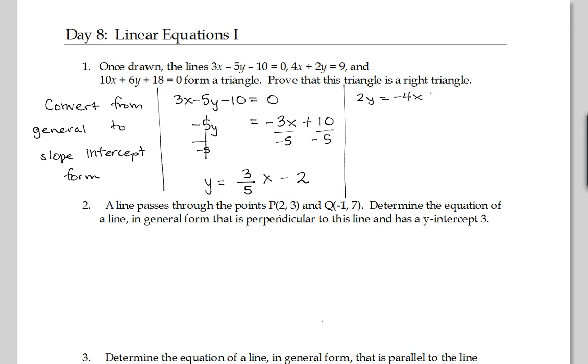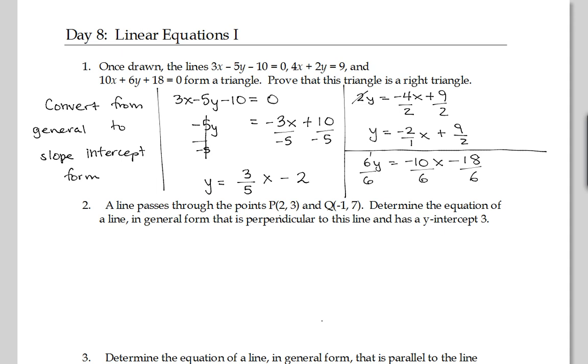Negative 4x plus 9. Divide by 2. So you get a slope of minus 2 over 1. Okay, so that one's not going to help us because this one's 3/5 and this one's 2 over 1. So those aren't even related at all, right? So you have to take this, find the slope of the third one. What did you guys get for the third one? Negative 10x, negative 18. Divide by 6. So you get negative 5/3. So it worked. This one is a right triangle.